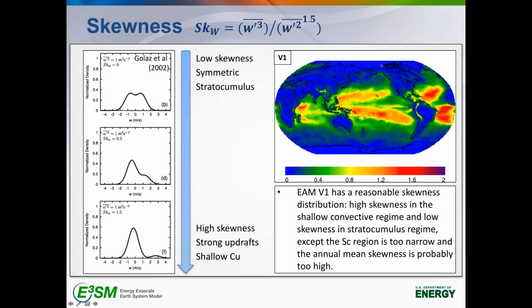So I'm plotting the skewness from the V1 model. What you can see is that the spatial distribution makes sense: you have low skewness along the coast and high skewness in the shallow cumulus regime. However, this low skewness area is probably not large enough, and the overall skewness is probably too high, which prevents low clouds from forming.